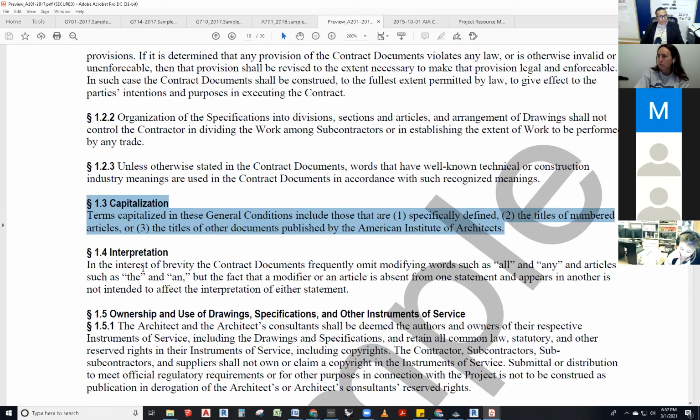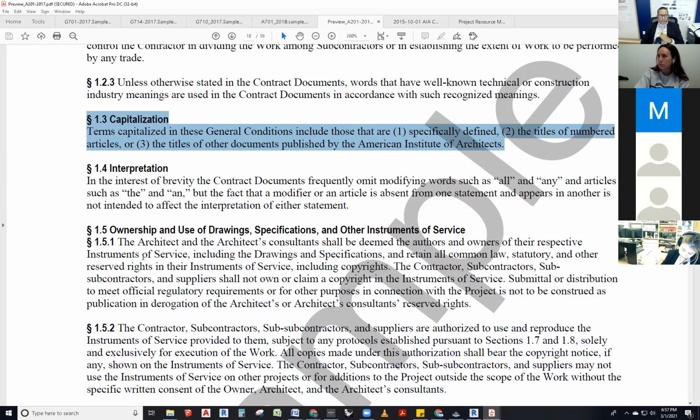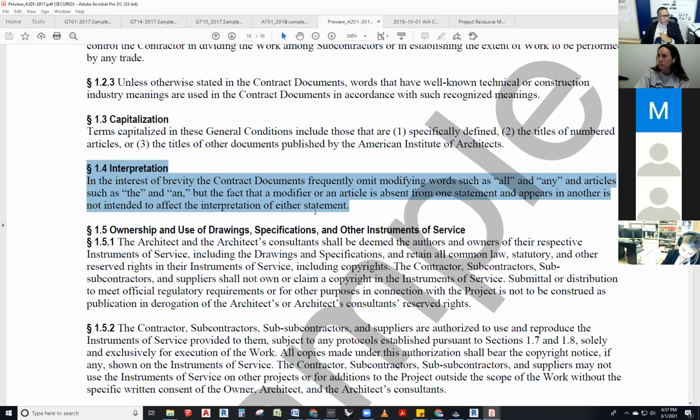All right, capitalization. Hence, terms capitalized in these general conditions include those that are specifically defined, the titles of numbered articles, the titles of other documents published by the AIA, the American Institute of Architects. They're pretty important ones, okay? That's what it really says.